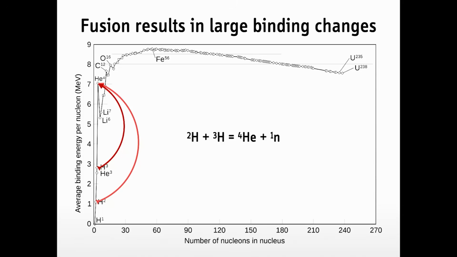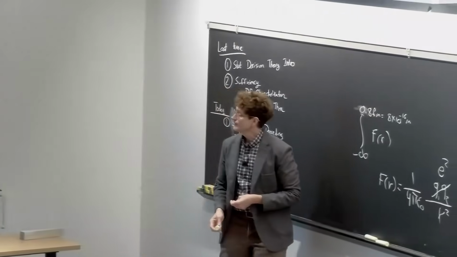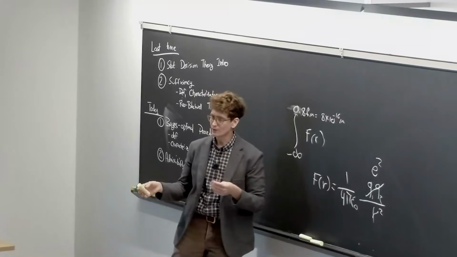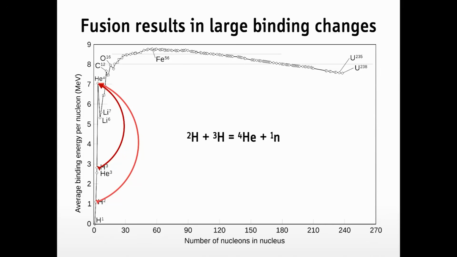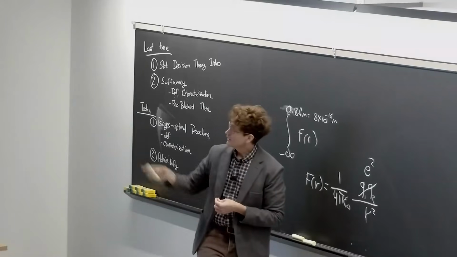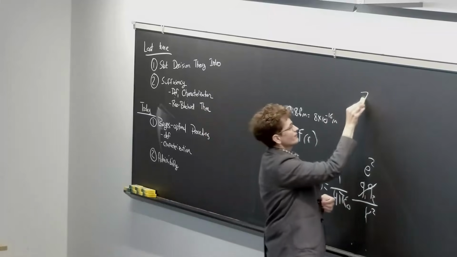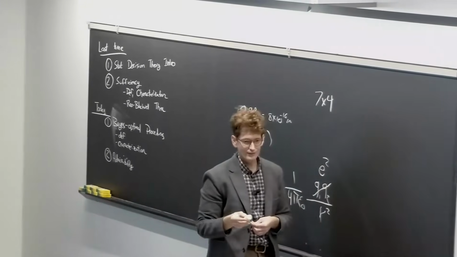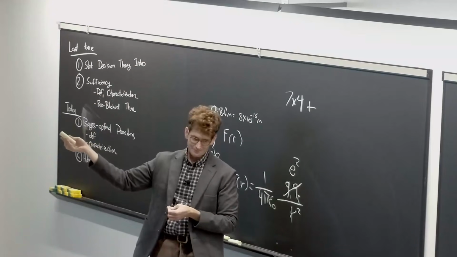Okay, so let's just do a little quick calculation. Let's figure out how much energy comes out. So the energy is the binding energy of the final state minus the binding energy of the previous state. The binding energy of the final state is helium-4, and if you look at the plot, it's 7 MeV per nucleon. So we have 7 times 4, because helium-4 has 4 nucleons. Plus, what is the binding energy of a free neutron? 0.